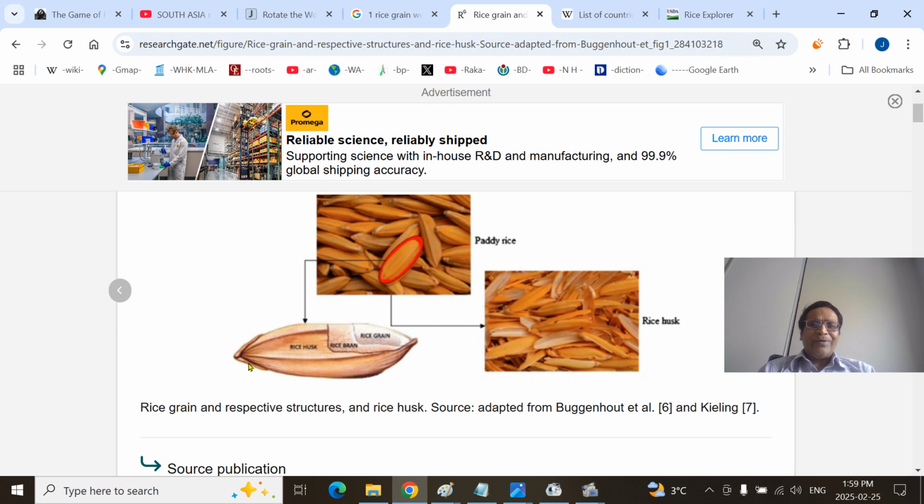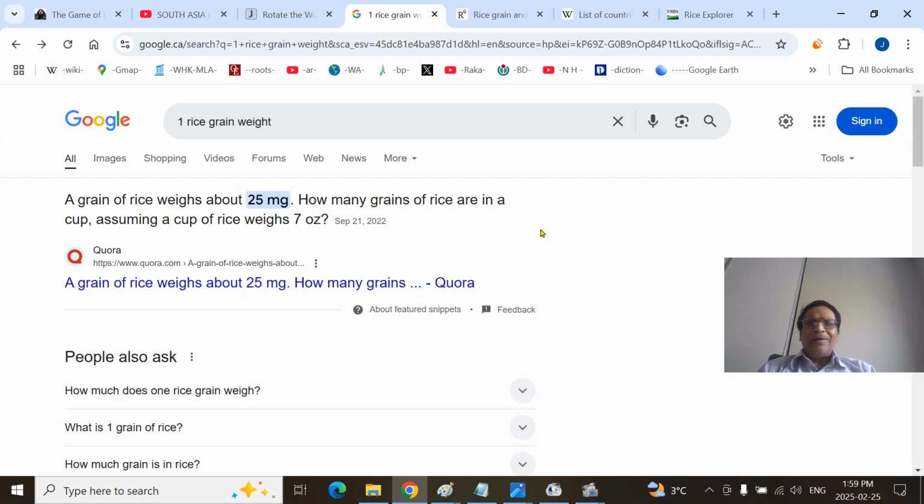So if they take the husk, the weight is more. Again, the point is we are not interested to get into that detail. I am trying to get the complexity, the lack of intuitiveness, of placing the rice grains on the chessboard. This is where I got that statistic.